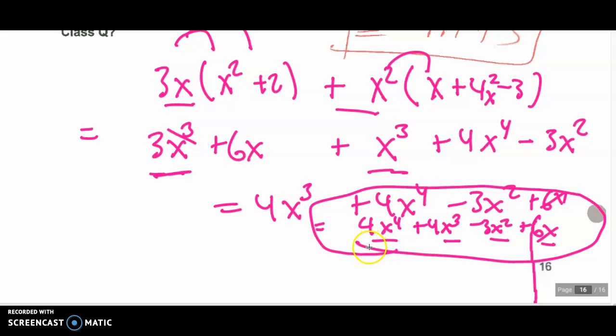Know when to stop collecting like terms, because these terms are not like terms, they're unlike terms. x to the 4, x cubed, x squared, and x, they're not the same thing. So don't jam them together in any way. It's apples and oranges and bananas and whatever. Okay, that's it. See ya.